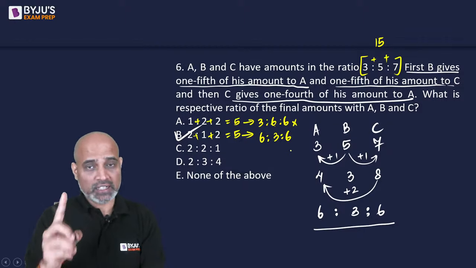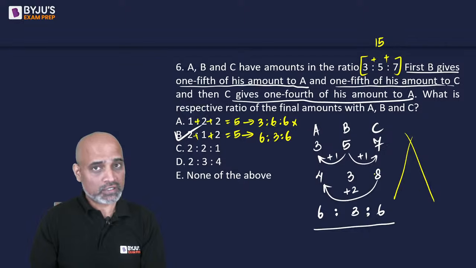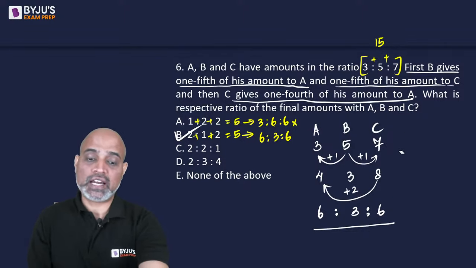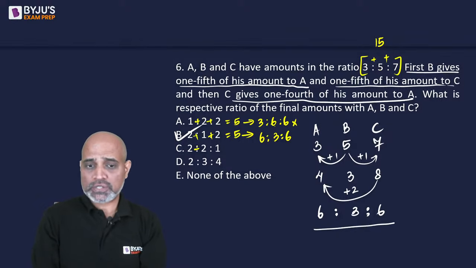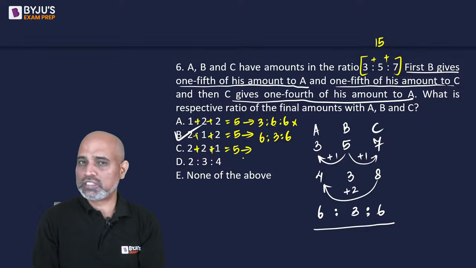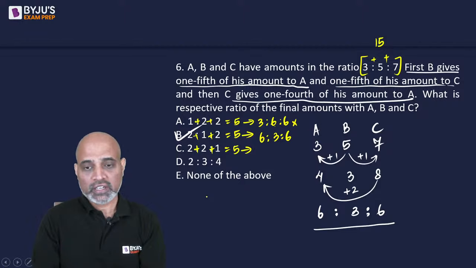Please understand that we haven't solved this part. हम लोग के ऑप्शंस अगर चेक करें तो. So this might make sense. We will have to confirm it by solving whatever is given. Let's look at C option. 2 plus 2 plus 1. This is going to be 5. 5 तो हो नहीं सकता, 15 होना चाहिए. So if we triple it, we will have 6, 6 and 3.